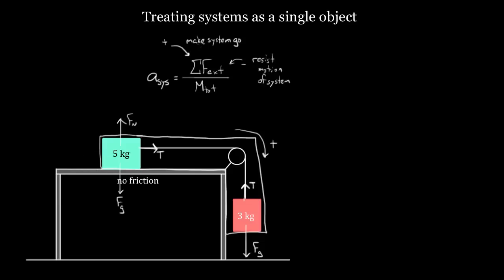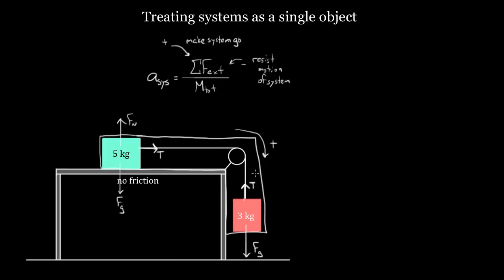So even though this might sound weird, it makes sense if you think about it. The acceleration of our system, treated as a single object, is only going to depend on the forces that try to make the system go and the forces that try to make the system stop or resist the motion. So if we add those accordingly with positives and negatives, we divide by the total mass, which gives a total measure of the inertia of our system. We'll get the acceleration of our system. It makes sense, and it works. Turns out this always works, and it saves a ridiculous amount of time.